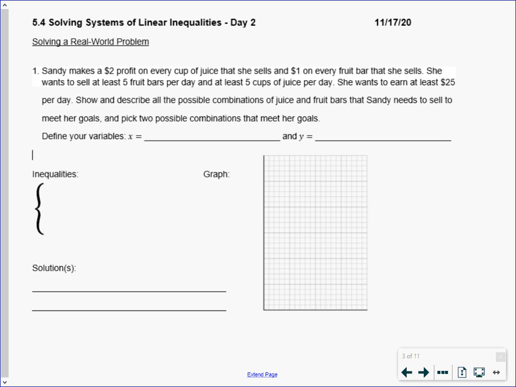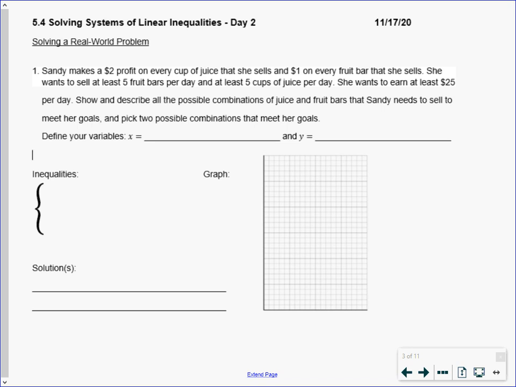For example 1, we're told Sandy makes a $2 profit on every cup of juice that she sells and $1 on every fruit bar that she sells. She wants to sell at least 5 fruit bars per day and at least 5 cups of juice per day. She wants to earn at least $25 per day, and we're going to show and describe all the possible combinations of juice and fruit bars that Sandy needs to sell to meet her goals. And then we're going to pick 2 possible combinations that meet her goal.